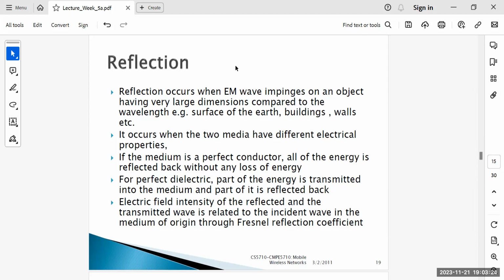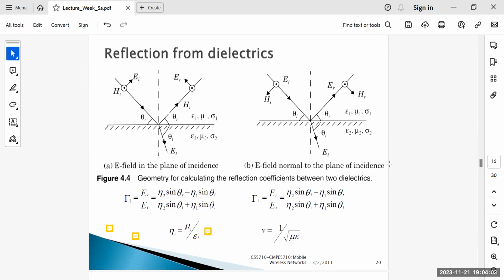Okay, let's dig deeper into reflection. Reflection occurs when the electromagnetic wave impinges on an object having very large dimensions compared to the wavelength. We have just talked about this. It occurs when the two media have different electrical properties. If the medium is a perfect conductor, all of the energy is reflected back without any loss of energy. For a perfect dielectric, part of the energy is transmitted into the medium and part of it is reflected back. The electrical field intensity of the reflected and transmitted wave is related to the incident wave in the medium of origin through the Fresnel reflection coefficient that we're going to see shortly.